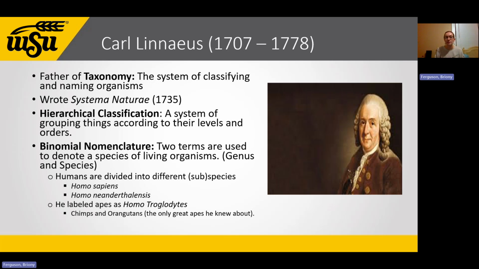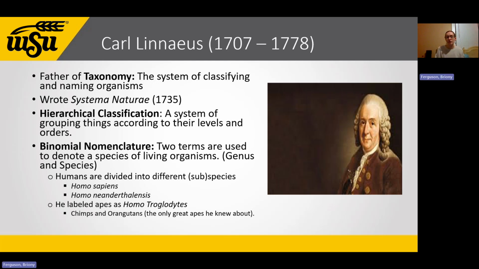Now, Carl Linnaeus wrote Systema Naturae in 1735, and it was an entire book about classifying organisms based off this idea of a hierarchical classification system. So he was just grouping things together according to their levels and their orders. He kind of determined these based off of shared traits, but he used a system called binomial nomenclature. This is important because before this, there wasn't a standardized system for naming species. So there wasn't any kind of unified knowledge of it. There were various names for various species depending on who was writing about them, which made things kind of confusing.